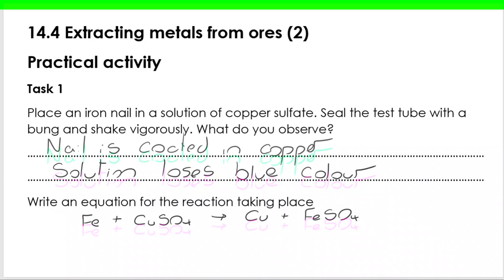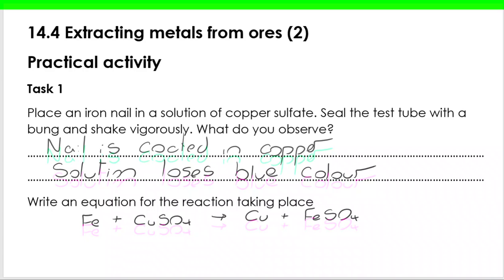And this is the equation for it. Fe is able to kick copper out of copper sulfate. So Fe plus CuSO4 goes to Cu plus FeSO4. There's an opportunity here for you to have another go at ionic equations if you want to use this as practice.